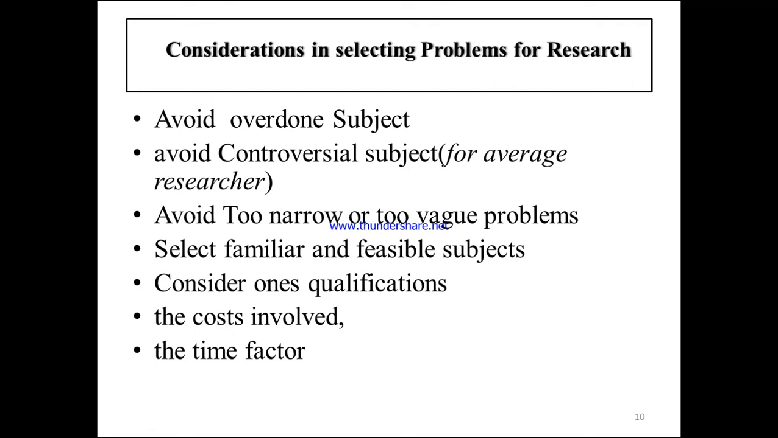What are the considerations in selecting problems for research? You have to avoid overdone subjects. Some subjects are overdone, so those subjects should be avoided. You have to go for new things. And the other consideration is to avoid controversial subjects. Some subjects are controversial by their nature. So for the average researcher, you have to avoid controversial subjects.